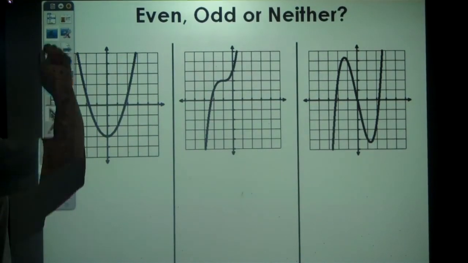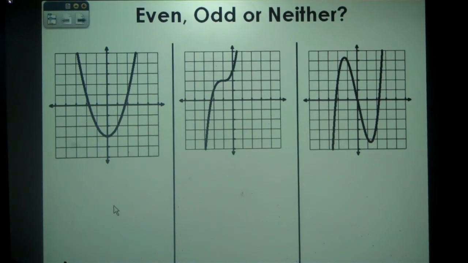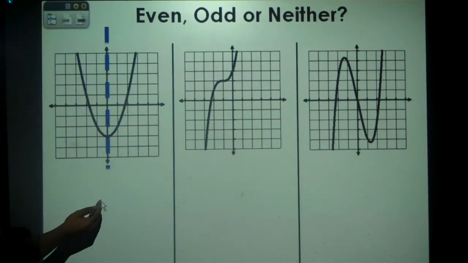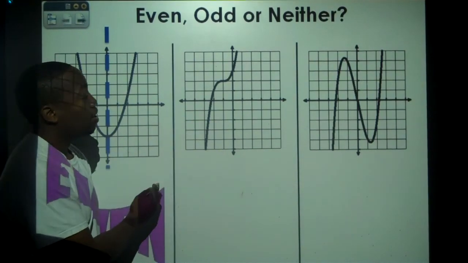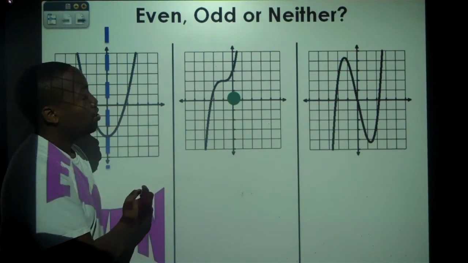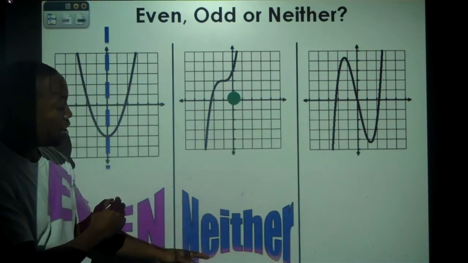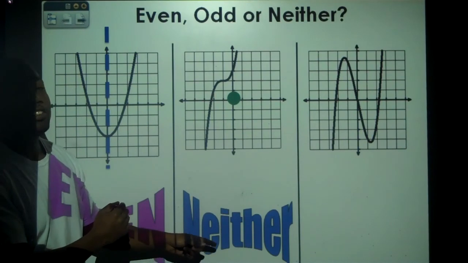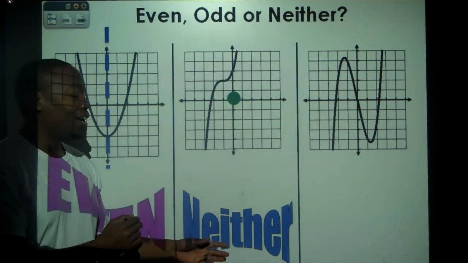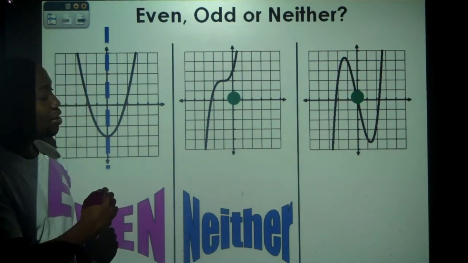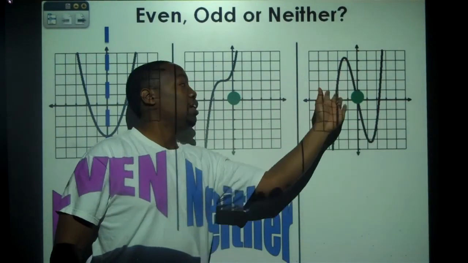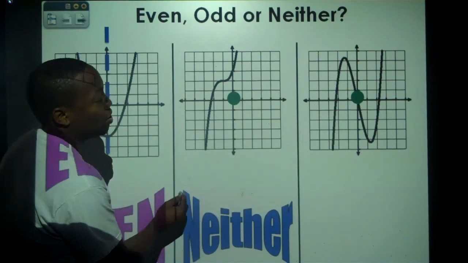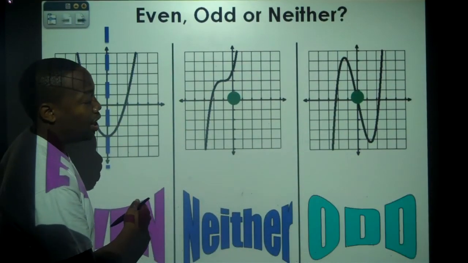Let's clear it out. I'm going to go through it one more time with you. If I click here, you see how it folds onto itself? That makes the graph even. This graph right here does not go through the origin, so the graph is neither. And the last one, does this go through the origin? Yes, it does. Because it goes through the origin and rotates 180 degrees, this graph would be odd.